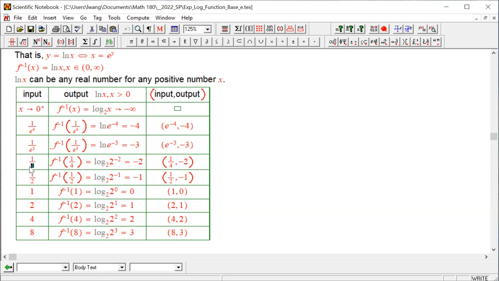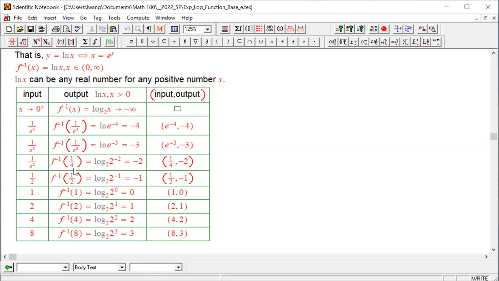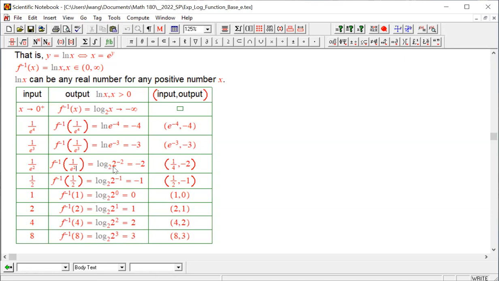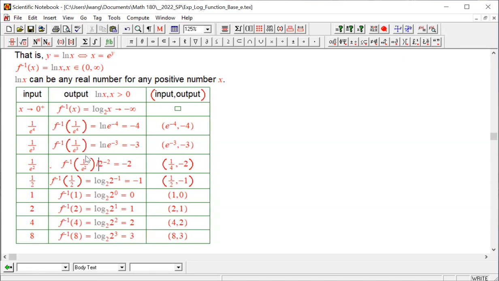I'm going to choose e squared under 1 as input. So this is going to be e squared under 1, and this is going to be natural log. So this is e to the power -2, so the output is -2. The point will be e to the power -2, and the output is -2.